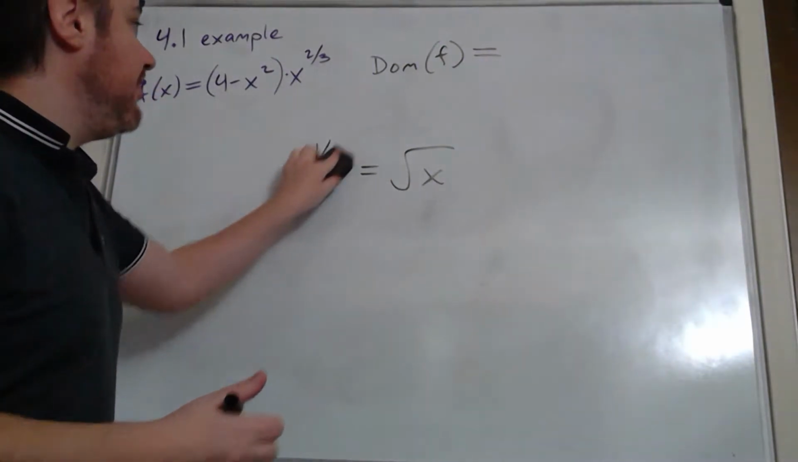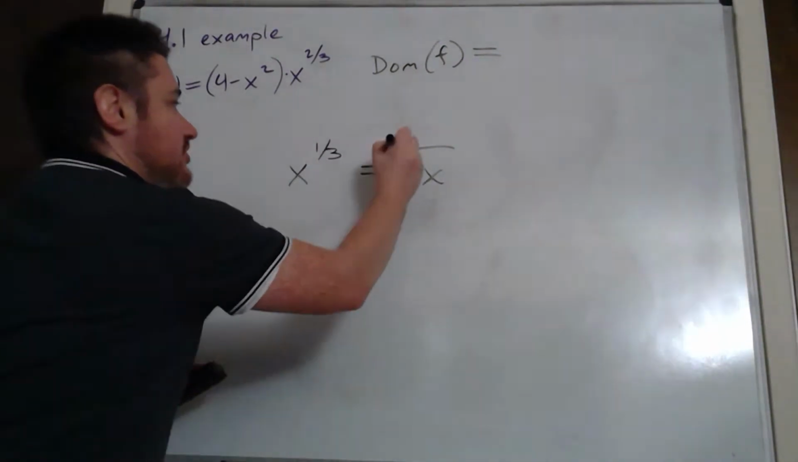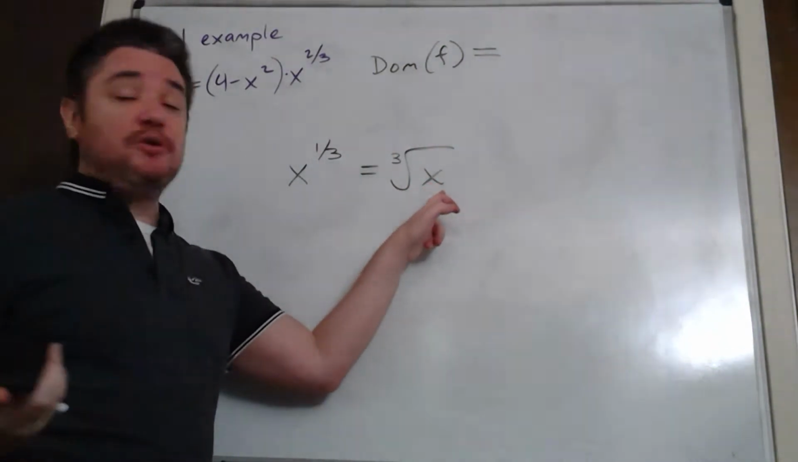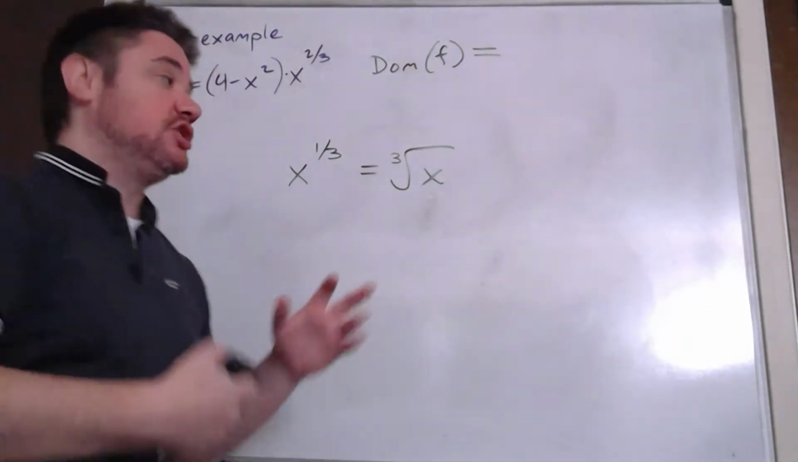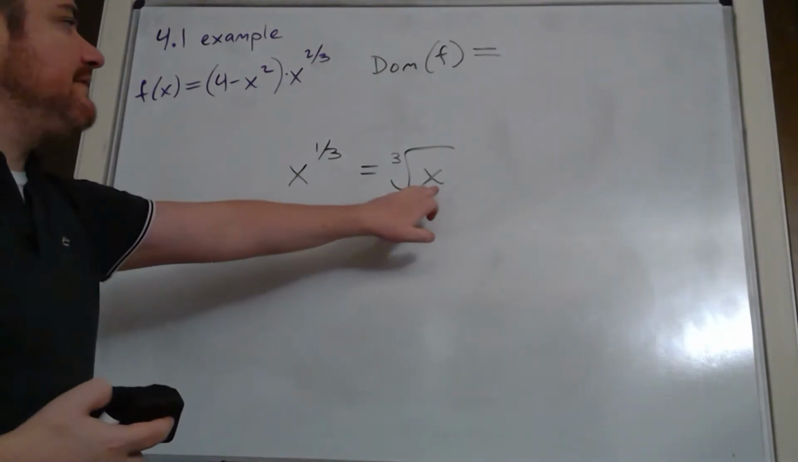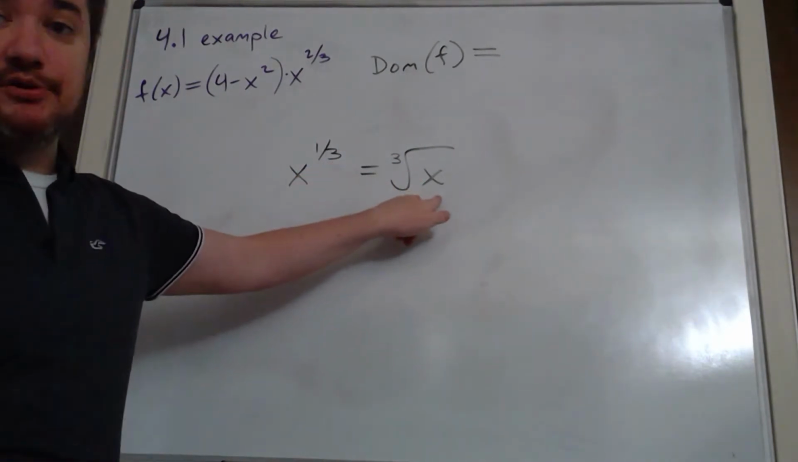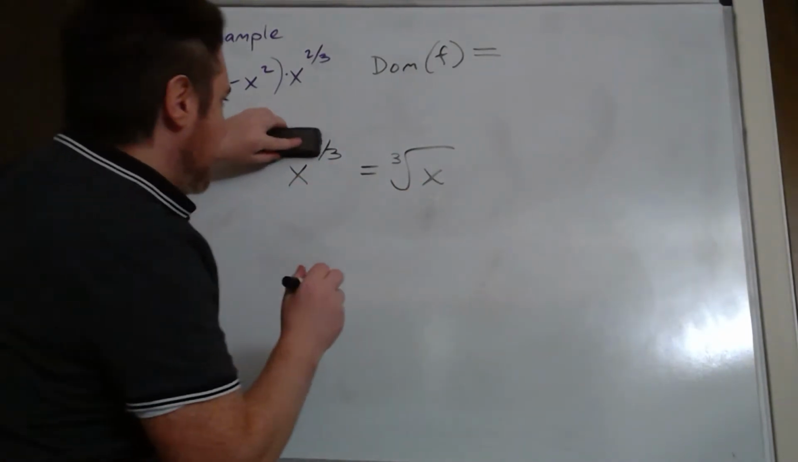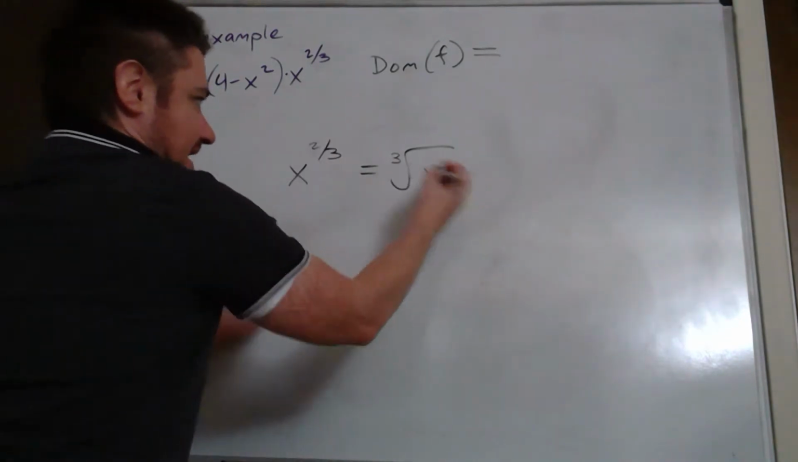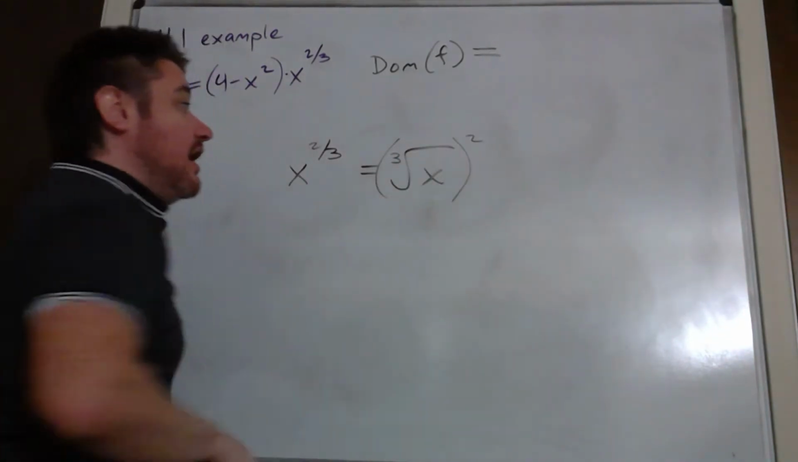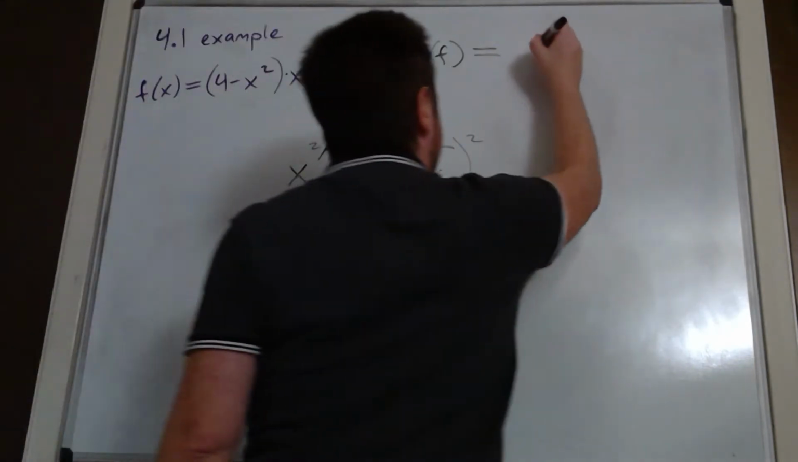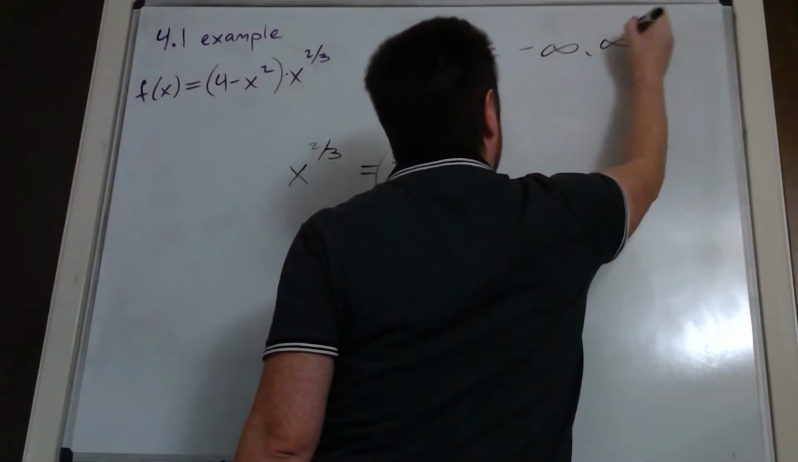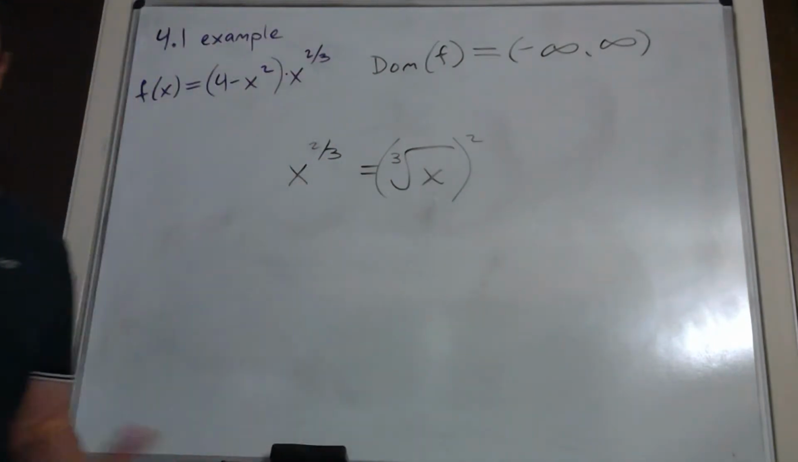But if you've got a 1/3 power, which is a cube root, now I can take the cube root of positives and negatives. The cube root of a negative becomes a negative. Cube root of 0 is okay. So the domain of x to the 1/3, which is a cube root, is all real numbers. And then if you've got 2/3, that's the same as taking this and then squaring that. Still all real numbers, okay? So our original function, its domain is all real numbers, negative infinity to infinity.